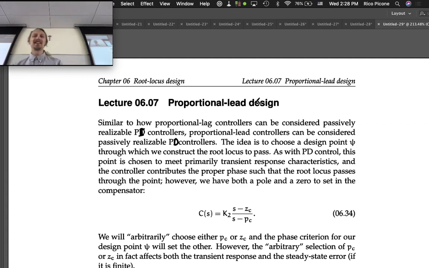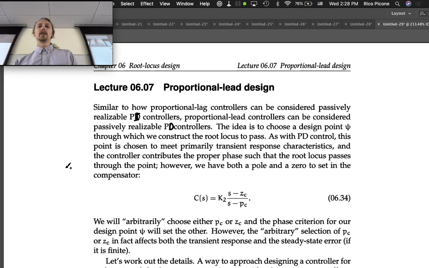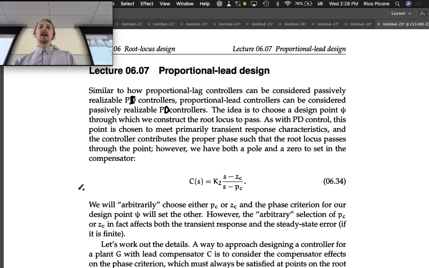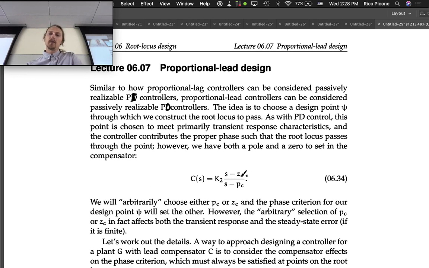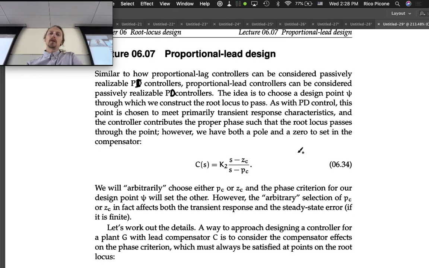The idea is to choose a design point psi through which we construct the root locus to pass. As with PD control, this point is chosen to meet primarily transient response characteristics. And the controller contributes the proper phase such that the root locus passes through the point. However, we have both a pole and a zero to set in the lead compensator. So we've got a zero to place and a pole to place. We will arbitrarily choose either the pole or the zero, and the phase criterion for our design point psi will set the other.